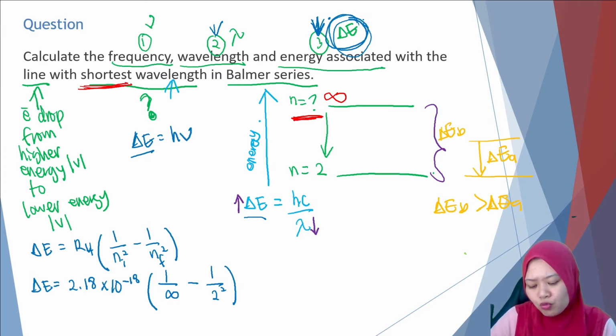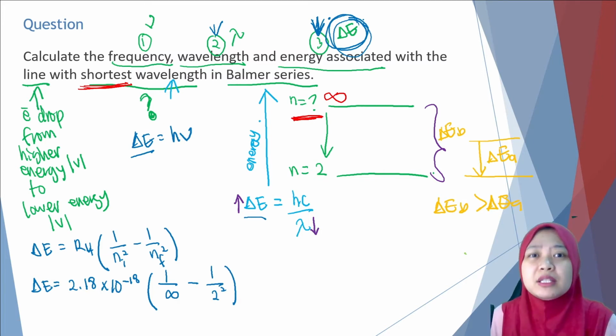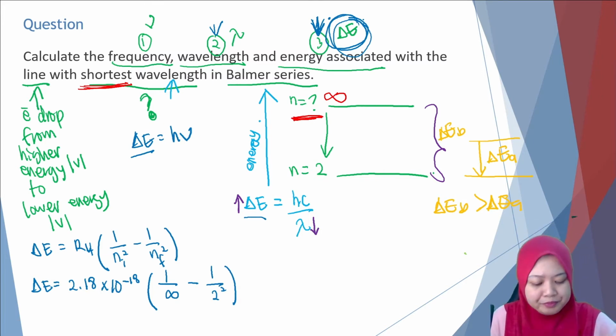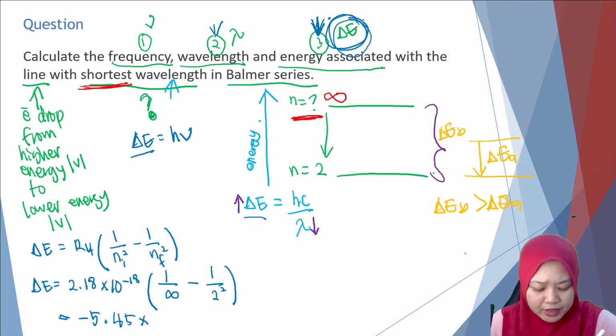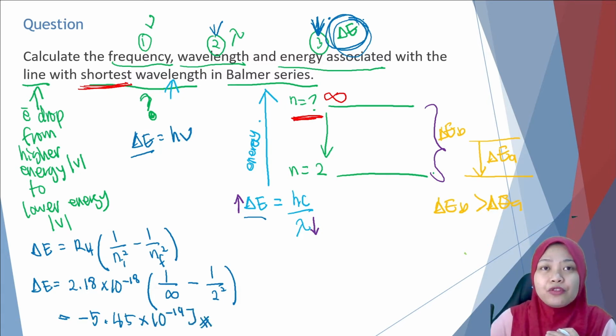Just put 1 divided by 9999999 in your calculator. We know infinity is a very large value, and as you can see, the value will approach 0. So 1 divided by infinity is equal to 0. So the delta E that you will get is negative 5.45 exponent negative 19 joule. So this is the answer for the third one.